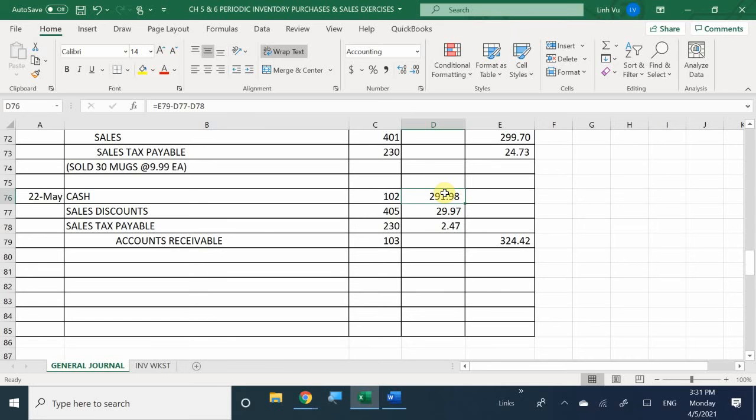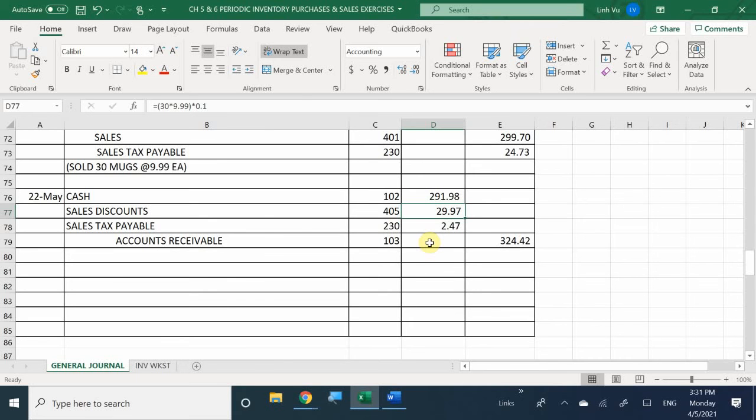Yeah, and then to solve for what we collected from the customer, we're going to take how much he originally owes me, because we know he owes me this much. And I'm going to subtract the discount because that's the 10% that we offered. We also have to give back the tax on top of that. So therefore, I'm going to be collecting from customer B $291.98.